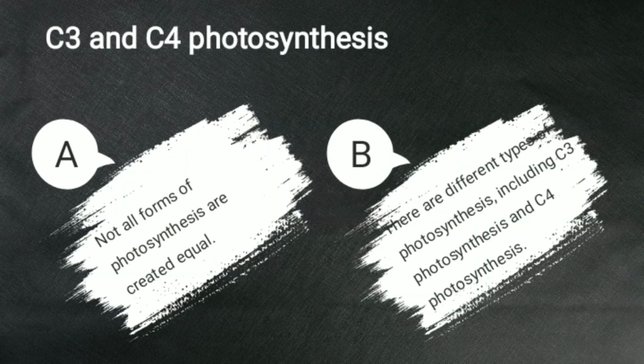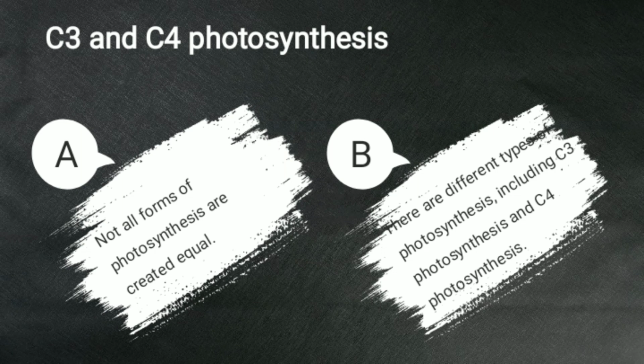The C3 and C4 photosynthesis. So not all forms of photosynthesis are created equal. There are different types of photosynthesis, including C3 photosynthesis and C4 photosynthesis. The C3 photosynthesis is used by the majority of plants. It involves producing a 3-carbon compound called 3-phosphoglyceric acid during the Calvin cycle, which goes on to become glucose.